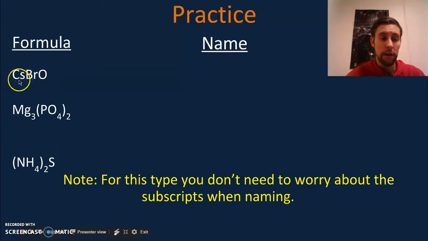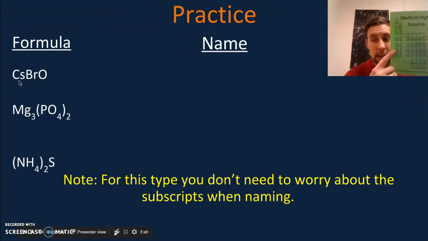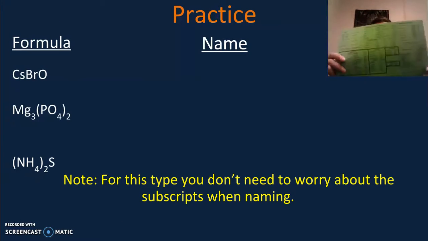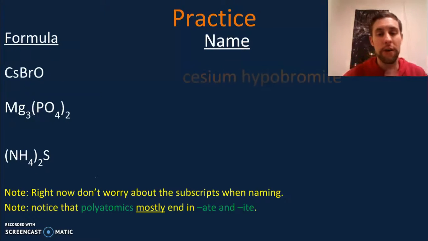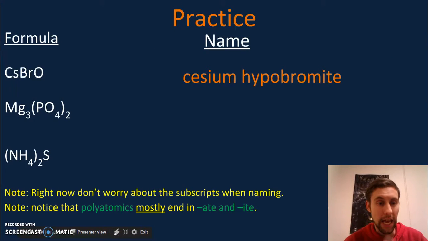Okay, first one, the first thing we have is going to be our cation. So it's going to be CsBrO. So Cs is going to be on the front of the periodic table. It's a metal. It's cesium. So cesium, then we have to find the BrO group on the back of the periodic table. So find it on the back in your chart here. And you put them together, you'll find out that it's going to be cesium hypobromite, the name of the BrO group.